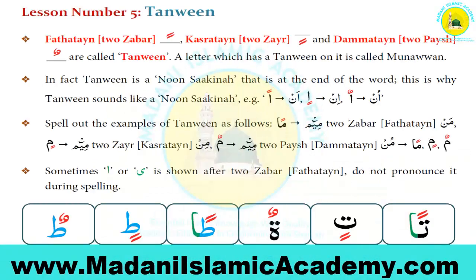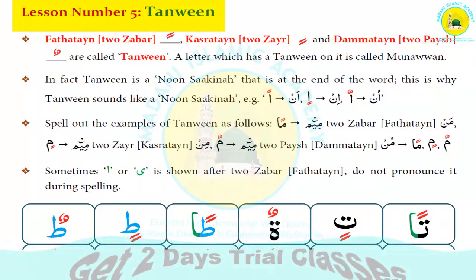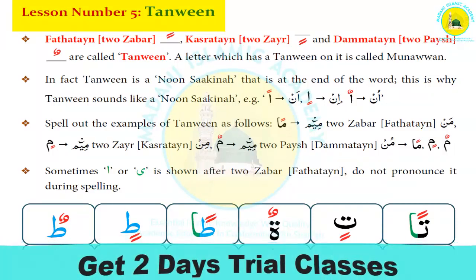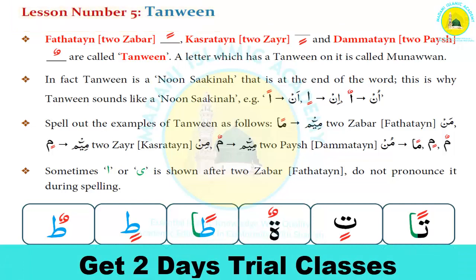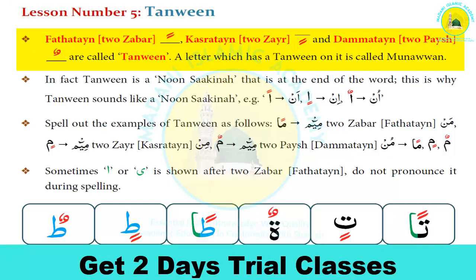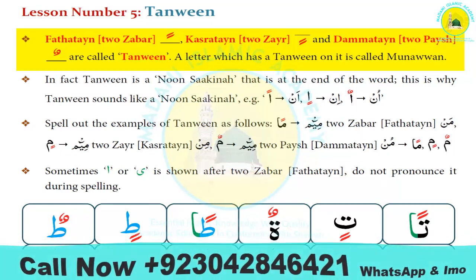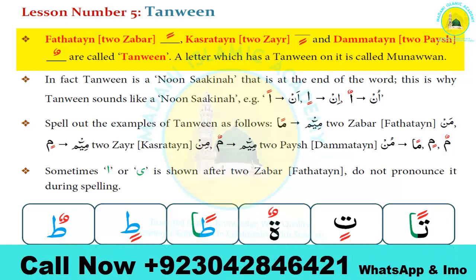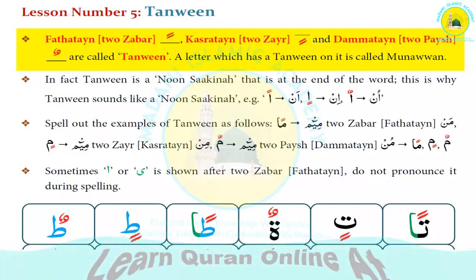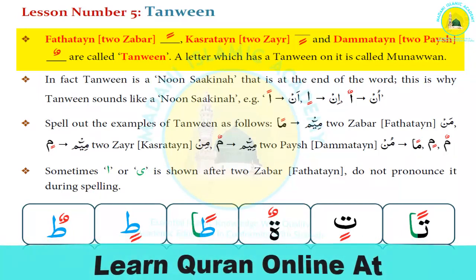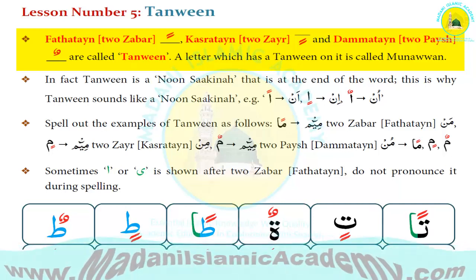The rules of lesson number 5, and then inshallah azawajal we're going to move forward to the lesson itself. Now if we read the rules first, lesson number 5, fathatain, two zabar, kasratain. Remember, one zabar was called fatha, two zabar, one zer was called kasra, and one pesh was called dhamma. Now to make them plural, to make them two, what we do is basically we add a tain at the end. Fathatain, kasratain, dhammatain.